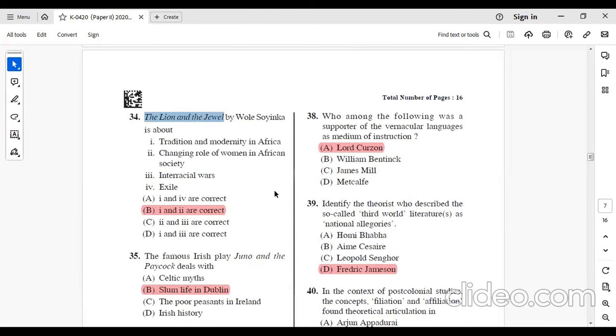Written by Wole Soyinka. It is about tradition and modernity in Africa, and about the changing role of women in African society. So it's about African society. So, The Lion and the Jewel, written by Wole Soyinka.